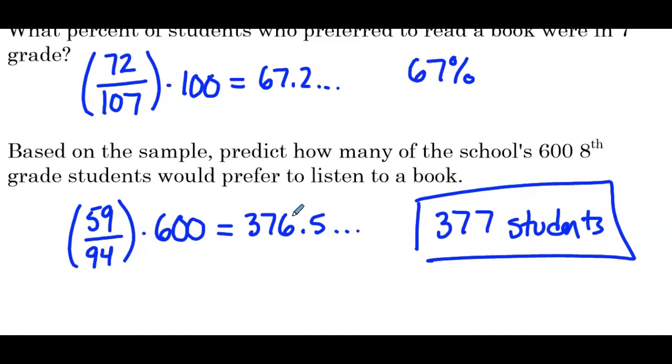If they didn't tell us to round, we would have said 376, right? Because we still don't have a complete person. We don't ever want to round up unless they tell us, like they did in this example.